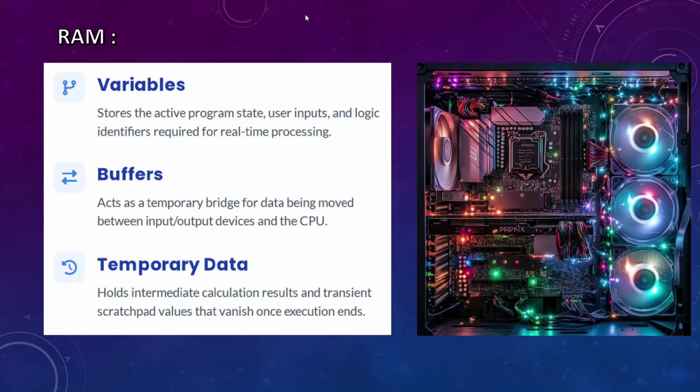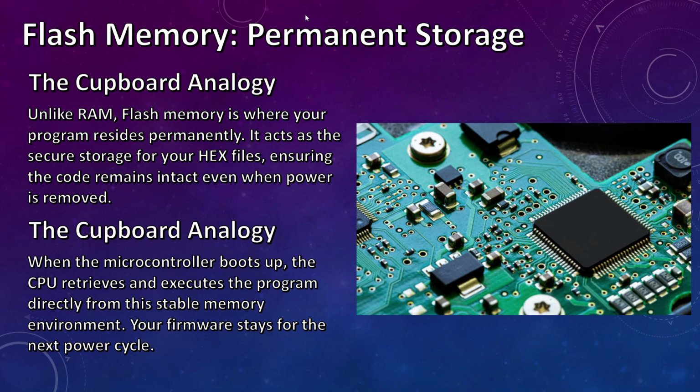Whenever a program is running, it creates variables, reads variables and buffers, and temporarily stores them inside the RAM. The CPU accesses RAM very frequently because it is quickly accessible. But there is something more important. RAM forgets everything when power is turned off or removed. If power goes off, the RAM becomes empty. That's why it is called a temporary memory.